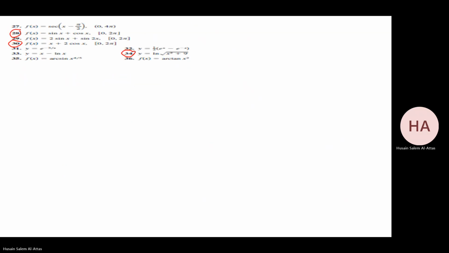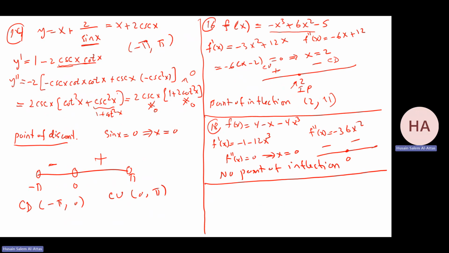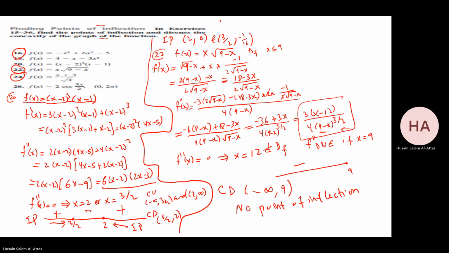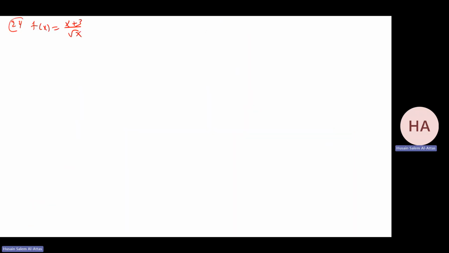For clarity, I need more space. Number 24. f of x is x plus 3 over square root of x. That will be 24. So it will be f prime.